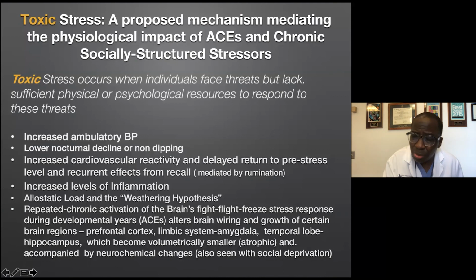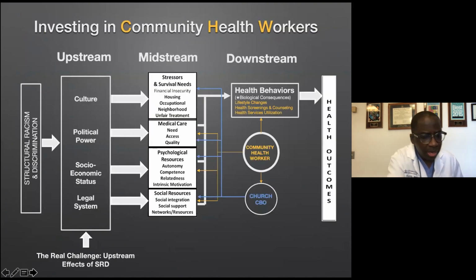And so these areas, as a result of this repeated activation of our autonomic fight or flight system, become volumetrically smaller. They are atrophic. And as a result of this atrophy, these individuals have even more difficulty with emotional regulation and other cognitive responsibilities of these particular areas. We've also seen this with social deprivation, and it's also accompanied by some neurochemical changes that occur in response to this cascading system.